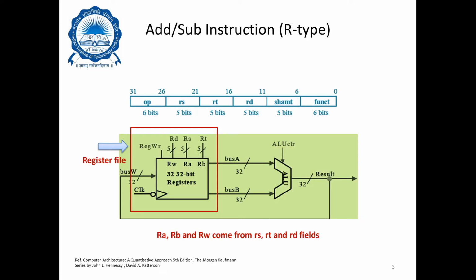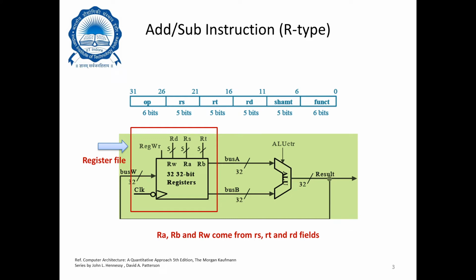So let us start with the add sub instruction, which is an R-type instruction. In the R-type instructions that deal with add sub type instructions, you have a 6-bit opcode, 5-bit RS field, 5-bit RT field, 5-bit RD field, 5-bit shamt field, and 6-bit function field. Using this information of the bit fields in the R-type instruction format, we can build a data path around it.